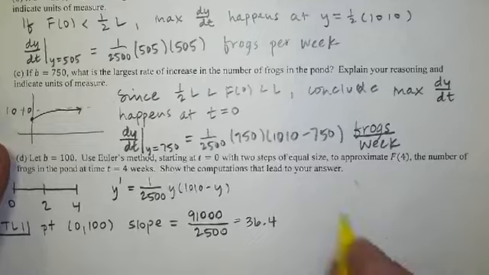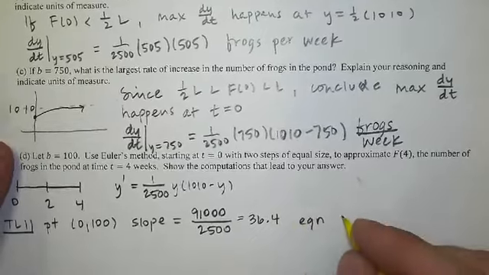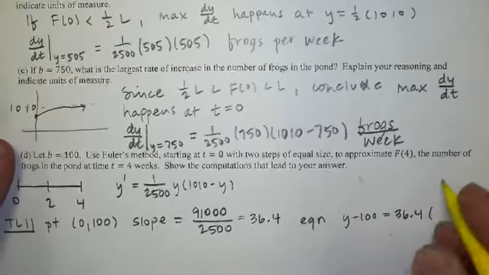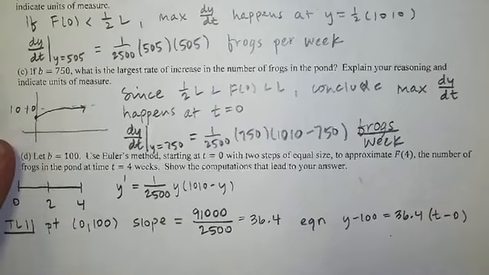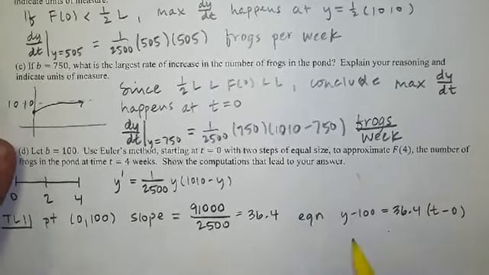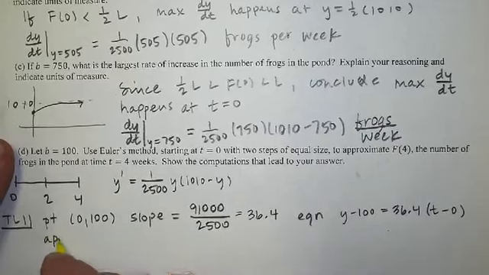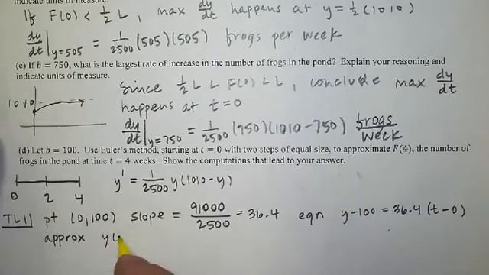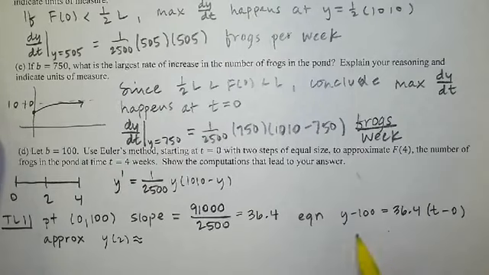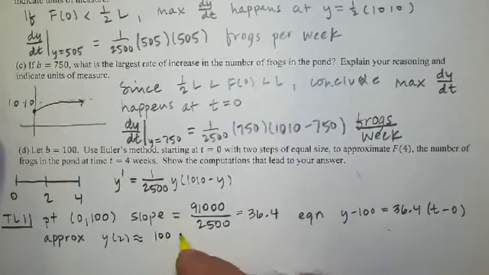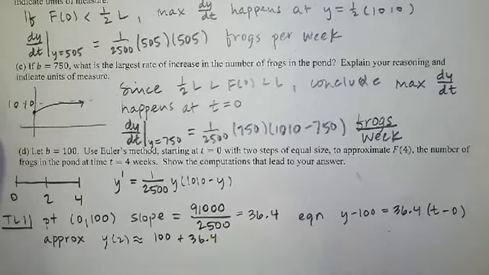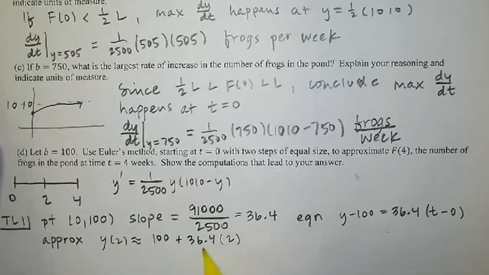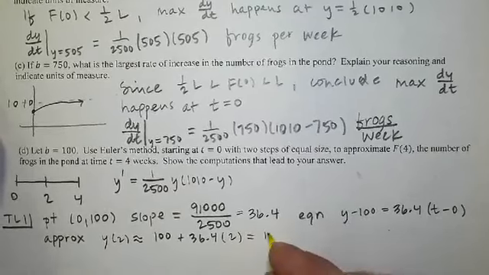All right, so my equation is y minus 100 is equal to 36.4 times t minus 0. All right, then I'll plug in to get an approximation. That would be y of 2 approximately equal to 100 plus 36.4 times 2 minus 0. Okay, so that's going to be 72.8. That's going to be 172.8.